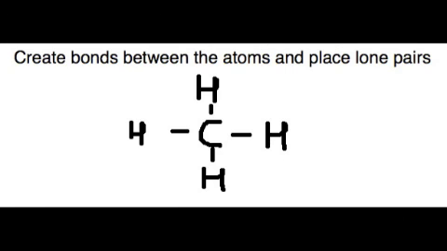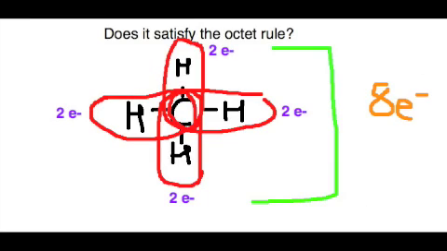We're going to create bonds between the atoms and place lone pairs. So hydrogens only have 1 electron, and these 1 electrons are participating in the bonding. There are no lone pairs. The next step is to check whether it satisfies the octet rule.